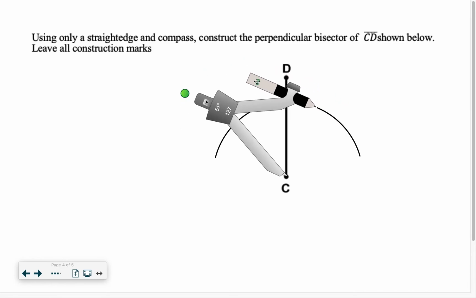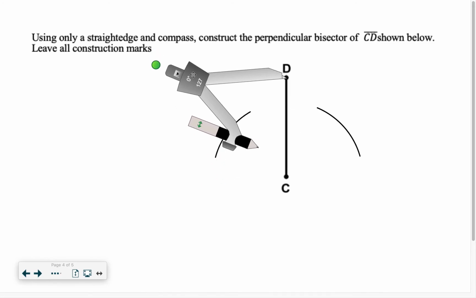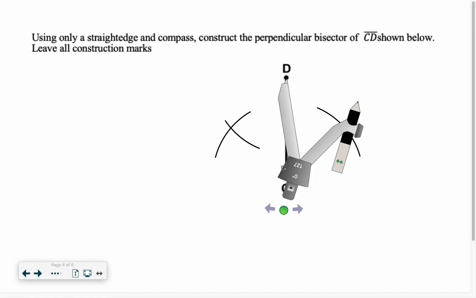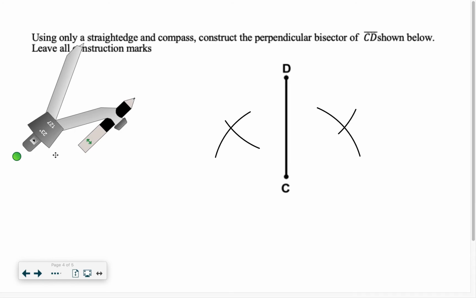And now flip it and put your needle on the other side. Do not adjust the length of the compass. Do not adjust the radius, okay? Now, there we go. Intersect and intersect on the other side. Done, right there. We're almost done here.